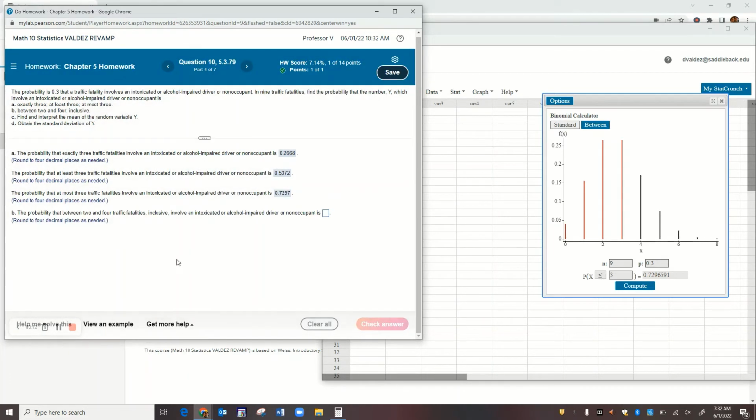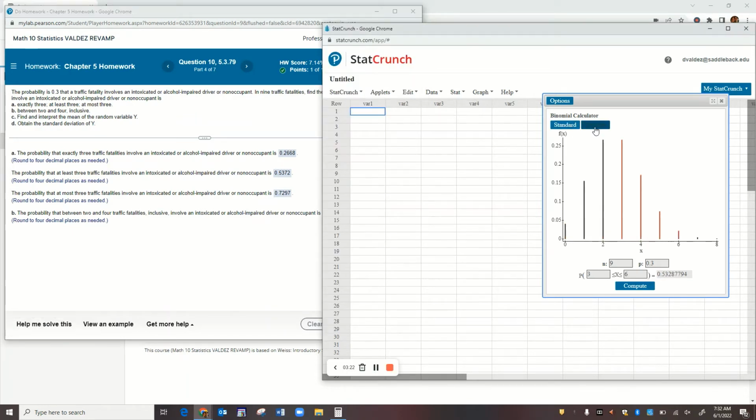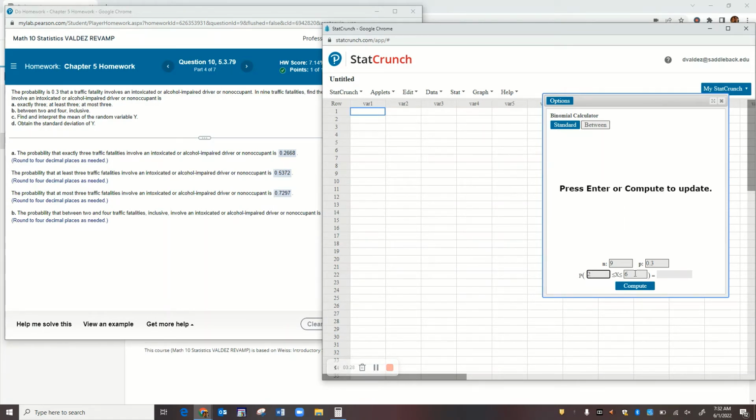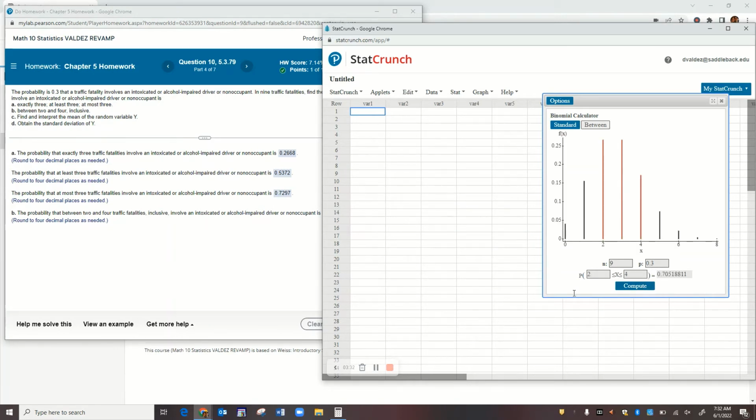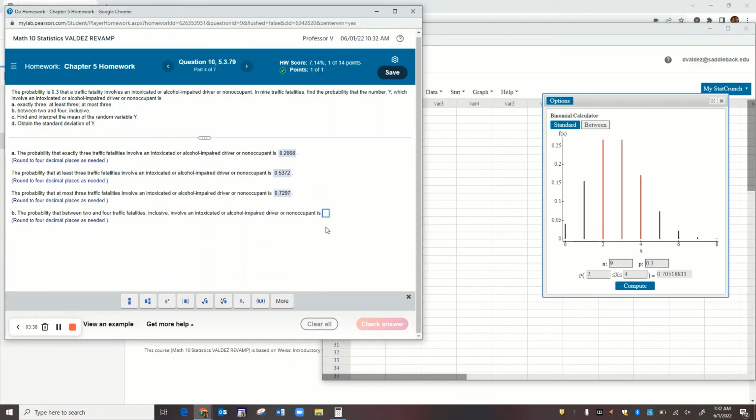Excellent. Okay. Part B, the probability that between 2 and 4 traffic fatalities inclusive. So now you're going to go over here, click, you see how it says between up top? Fabulous. N and P stay the same, and we want between 2 and 4. So let me change those and hit compute. 0.705, I'm going to round that 1 up to a 2.